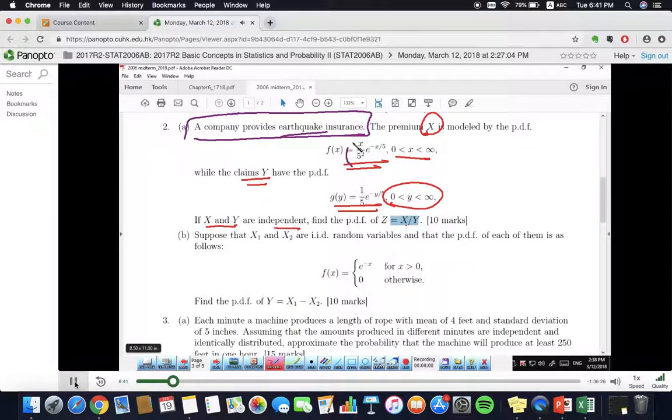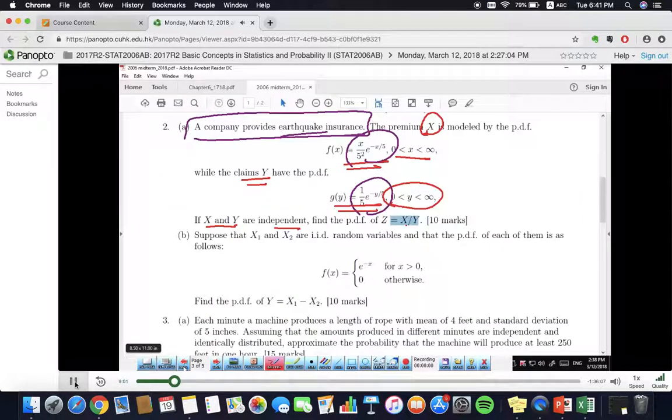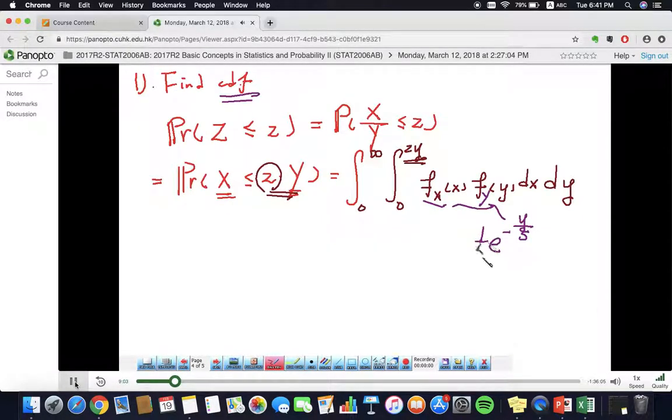We have, these are the density functions, okay? All right. So we just plug it in. Here is y over 5. This guy is y, sorry. y e to the y over 5. 1 over 5 here, 1 over 5 here as well.